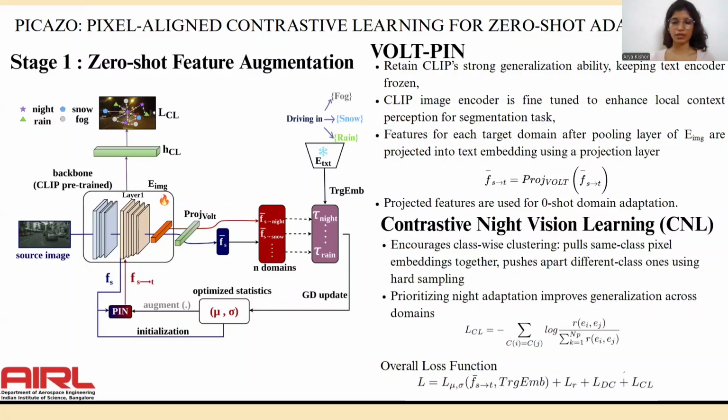So here's what happens. If we follow the diagram from left to right, a source image goes through a CLIP encoder which extracts features.